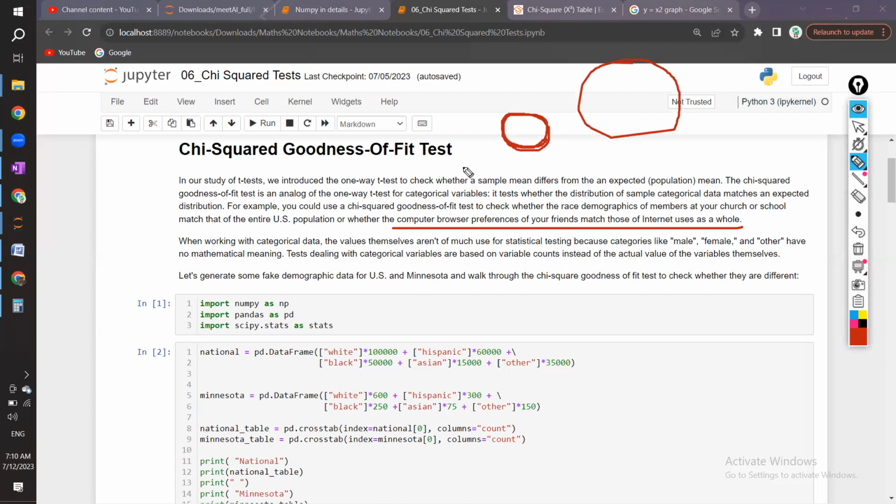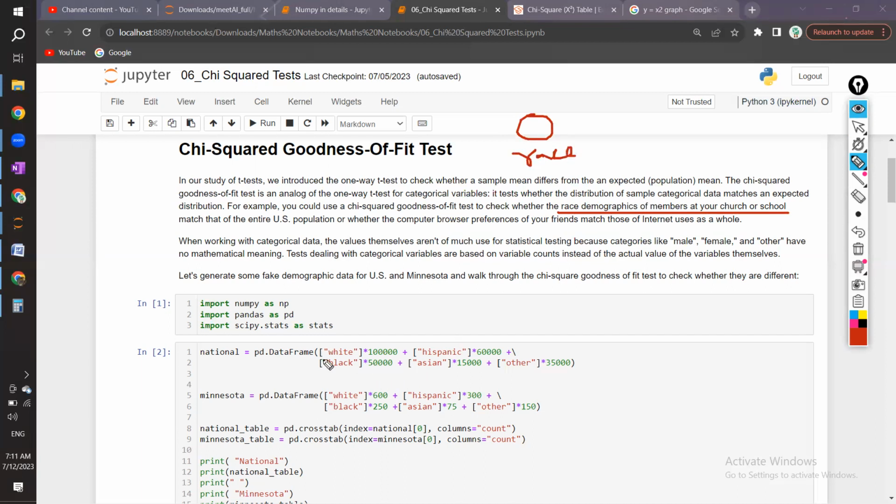That means, in other words, how much the sample is similar to the actual value, how much the observed values are similar to the expected values. So this example we will see: whether the race demographics of members at your school match. A small school you have considered, and in this it will have some races, right? So from yesterday they are considering all these races.